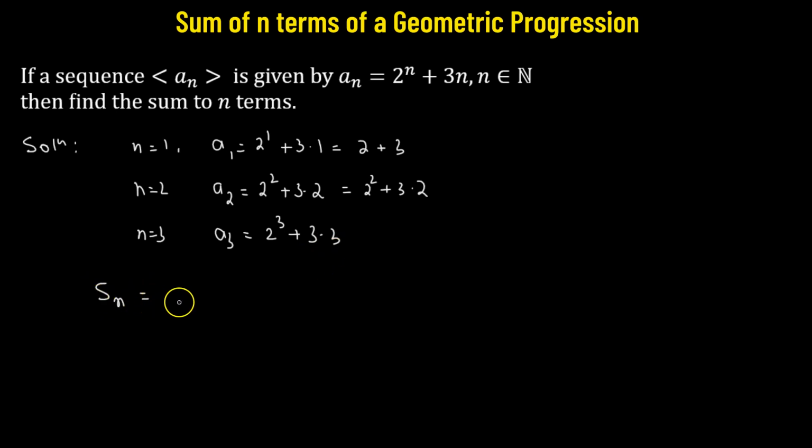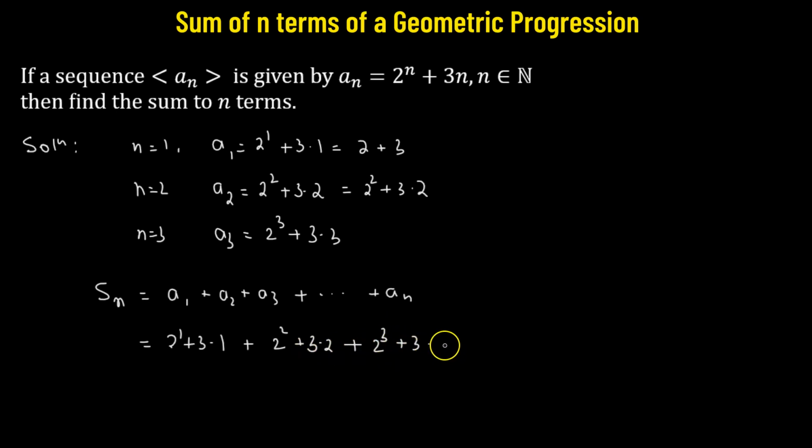The sum up to the nth term will be a1 plus a2 plus a3 all the way up to the nth term. So our first term is 2 raised to the power of 1 plus 3 times 1, plus the second term, which is 2 raised to the power of 2 plus 3 times 2, plus our third term, 2 raised to the power of 3 plus 3 times 3. This goes on and on to the nth term, the last term, which is 2 raised to the power of n plus 3 times n.